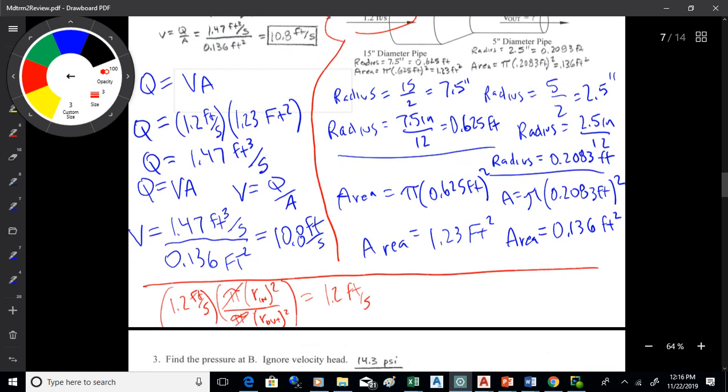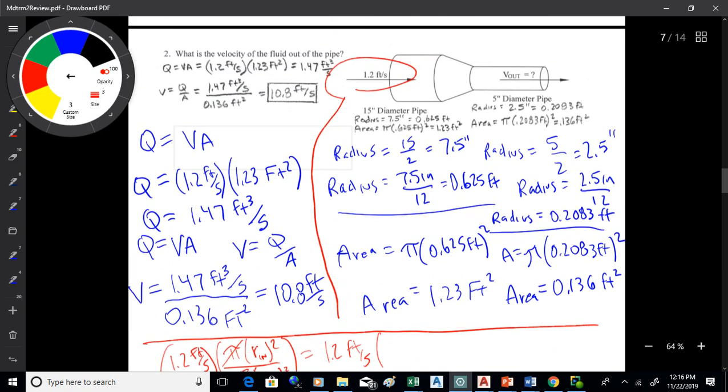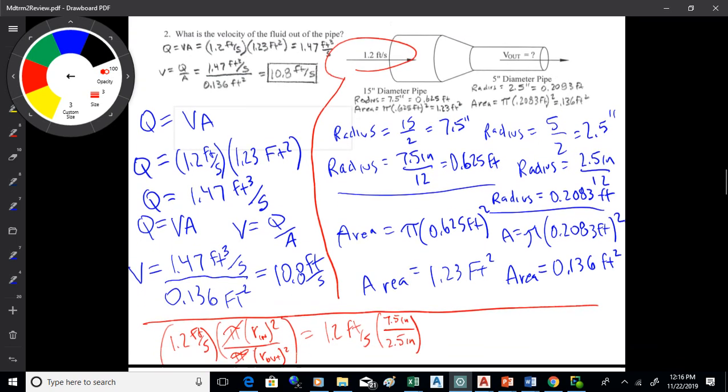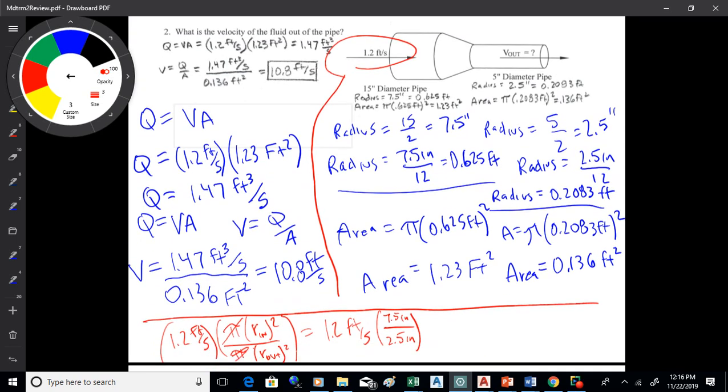See, they both cancel out. And what you can do is look at the ratio of the radius in, which would be 7.5 inches, divided by the radius out, 2.5 inches. And being as you're doing a proportion there, those units cancel out, so you don't even have to convert into feet if you don't want. As long as the units on that ratio are the same, you don't have to worry about them, because they'll just cancel, and you're going to square that.